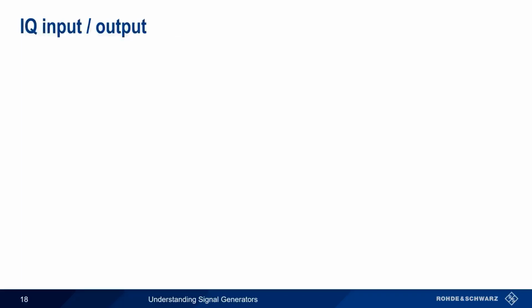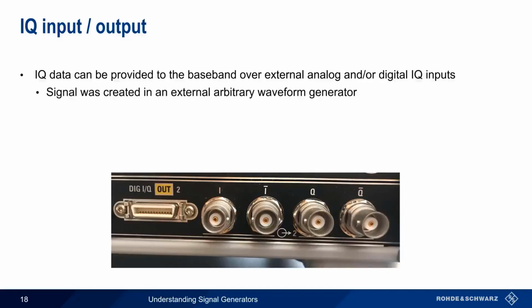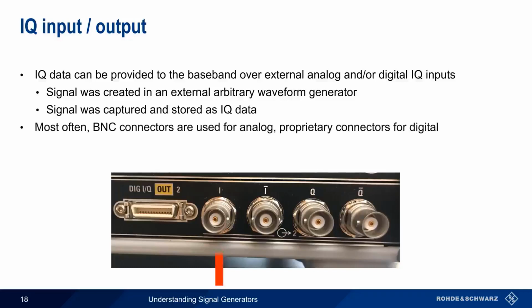Internal or external generation of ARB files is by far the most common way that vector signal generators are used, but IQ data can also be provided to the vector signal generator over external analog and/or digital IQ inputs. This external input is used, for example, when the signal is created in an external baseband arbitrary waveform generator. Another common example of where external IQ input is used is where RF signals have been captured or stored as IQ data, and these values are then streamed to the vector signal generator in order to recreate or play back the captured signal. Most often, BNC connectors are used for analog IQ data, and proprietary connectors are used for digital IQ data.